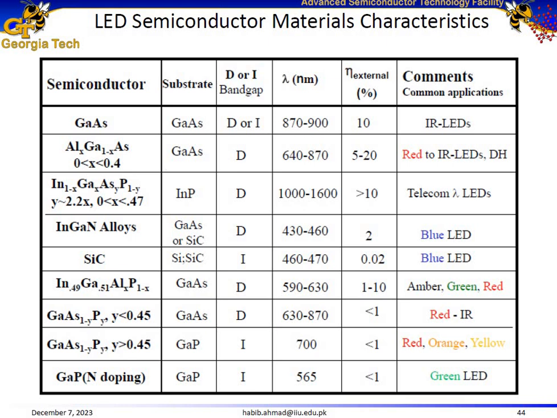Here I have listed different material-based light emitting diodes. For example, gallium arsenide is a direct band gap semiconductor material. Its wavelength is in the range of 870 to 900 nanometers, so it results in infrared LEDs. And then we could have aluminum gallium arsenide. Indium gallium nitride is more famous for blue light emitting diodes, and gallium nitride is famous for green light emitting diodes.